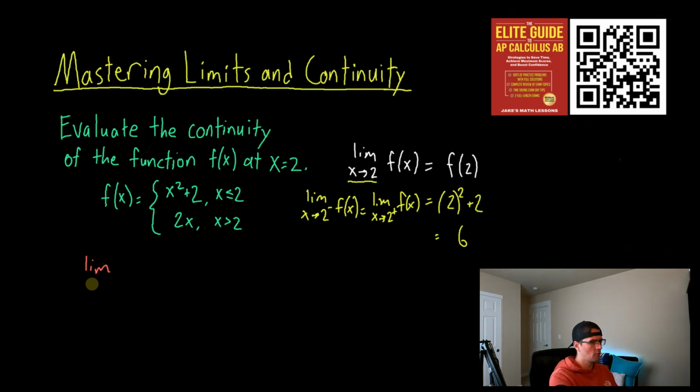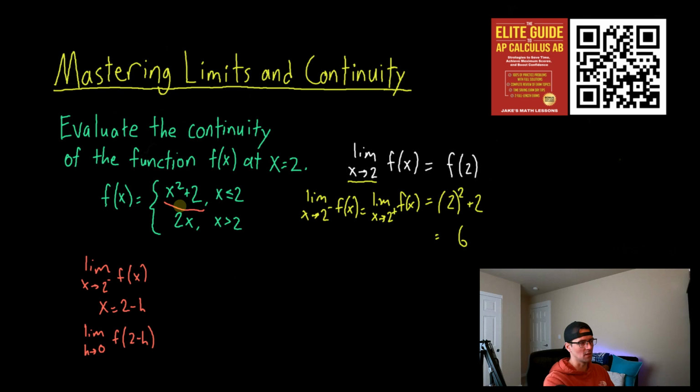For our left-hand limit, as x goes to 2 from the left of f of x, we're going to say x equals 2 minus h, and we're going to evaluate the limit as h goes to 0 of f of 2 minus h. And since we are approaching 2 from the left, we have x values that are slightly smaller than 2, which means we need to use this piece of our piecewise function.